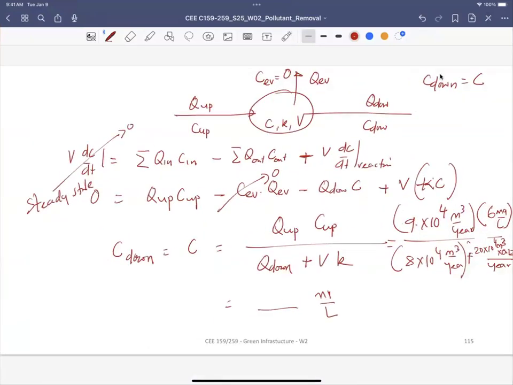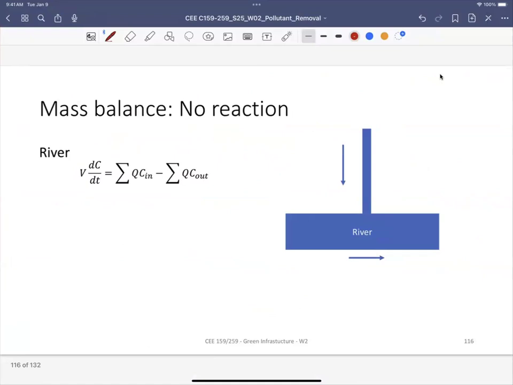So this is how you can predict the concentrations. And the same equation you can use to predict when there are no reactions, when there are just two streams combined with the river, so that it is being mixed. So how can you do that?